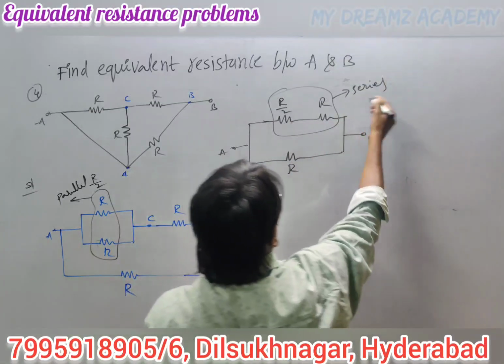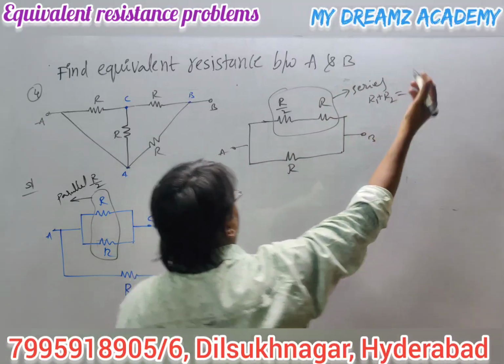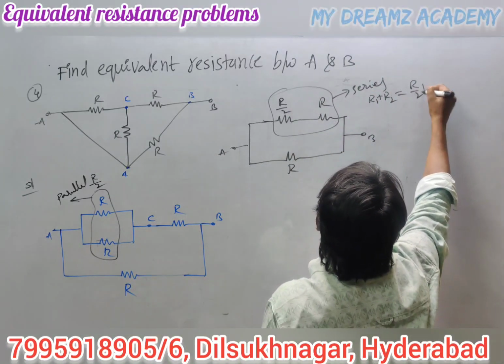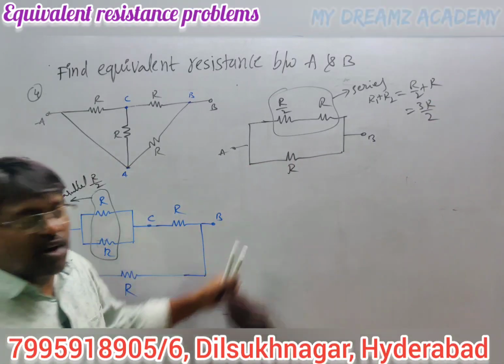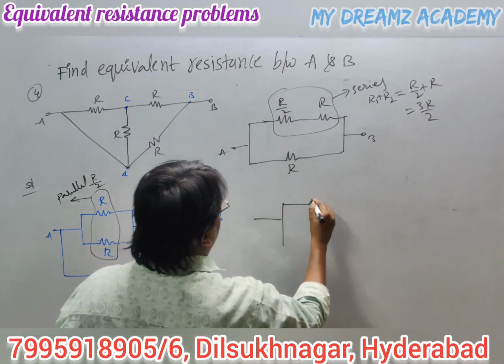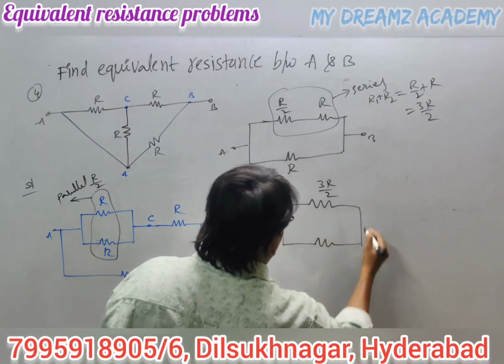What is the equivalent resistance? R1 plus R2. When they are connected in series, R1 plus R2. This value is R by 2 plus R, 3R by 2. That 3R by 2 is in parallel to R. This is a 3R by 2. Okay, 3R by 2. Now this is R.